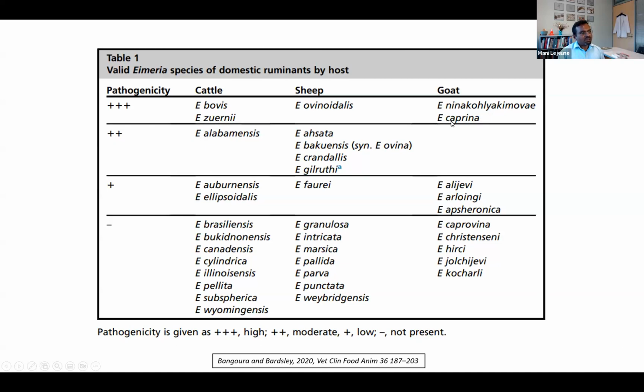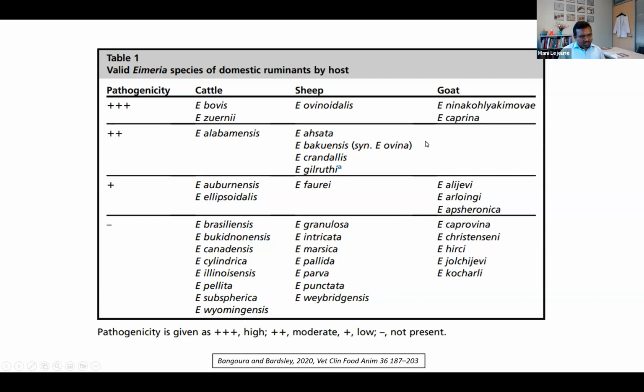The reason why we identify them to species is that if you look at the drugs that are approved, the drugs are labeled against highly pathogenic Eimeria. For example, in cattle, bovis and zurnii are listed in the drug label, but not all other Eimeria. So in order for you to have the confidence to go ahead and treat according to the label, you need to know if pathogenic Eimeria is present or not.